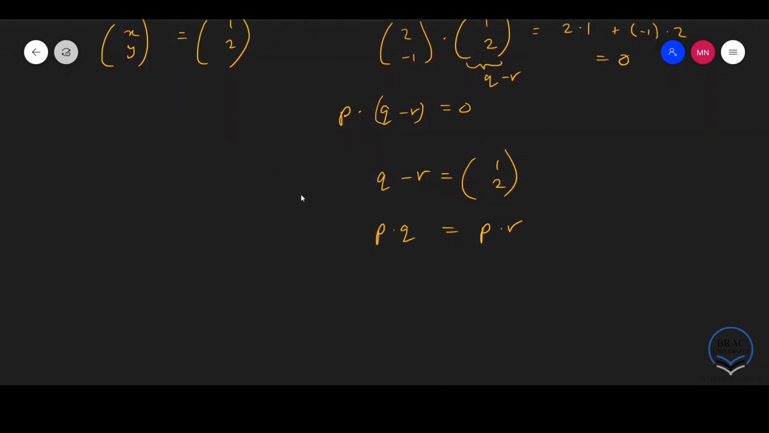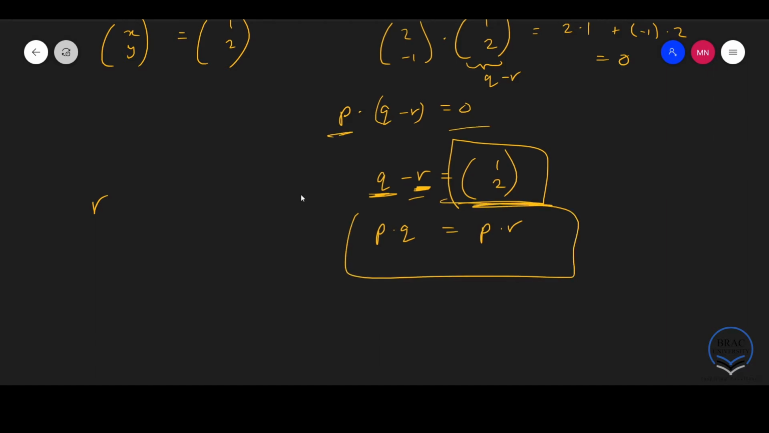right? So from this, what we can do is actually choose any column vector for R. We can have our R vector to be any column vector, and by substituting that column vector, we can find our corresponding Q, right? Because at the end of the day, if I choose any R and find the corresponding Q, Q minus R will be this column vector anyways, and the dot product of P with this column vector will be 0. So this will be satisfied, right?